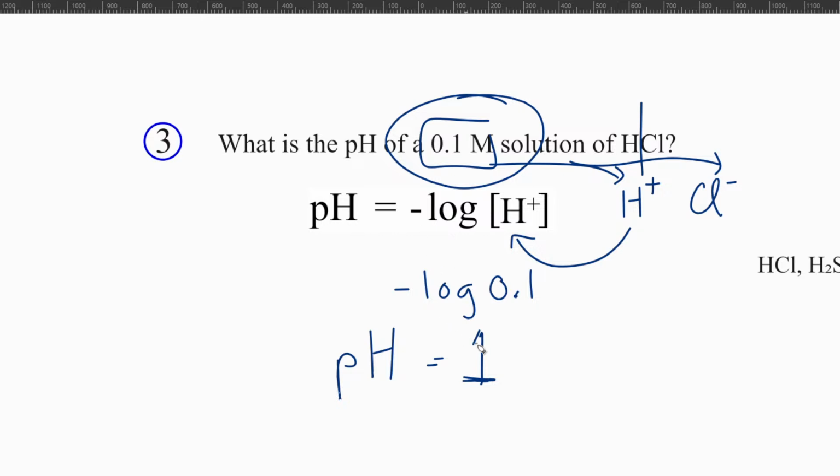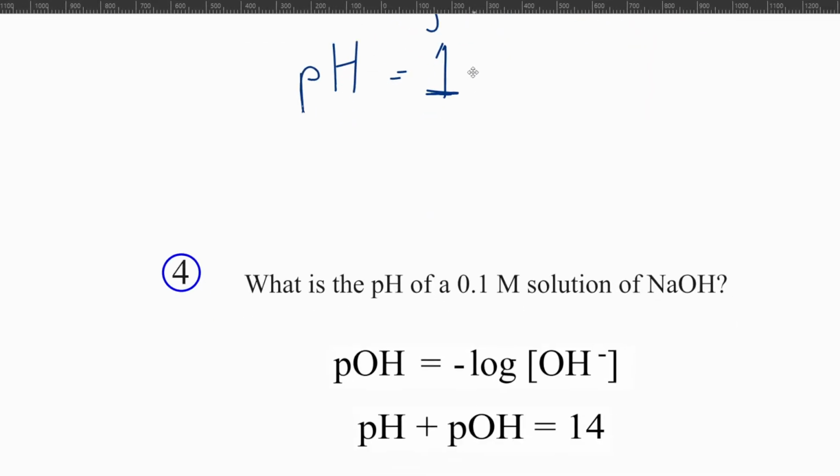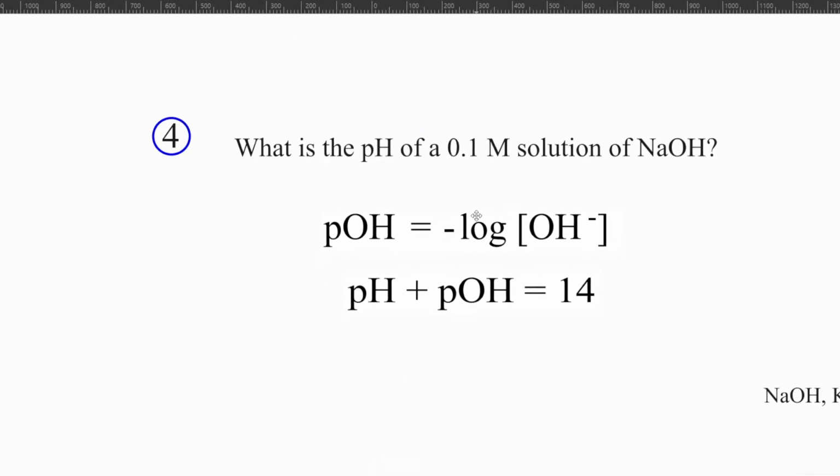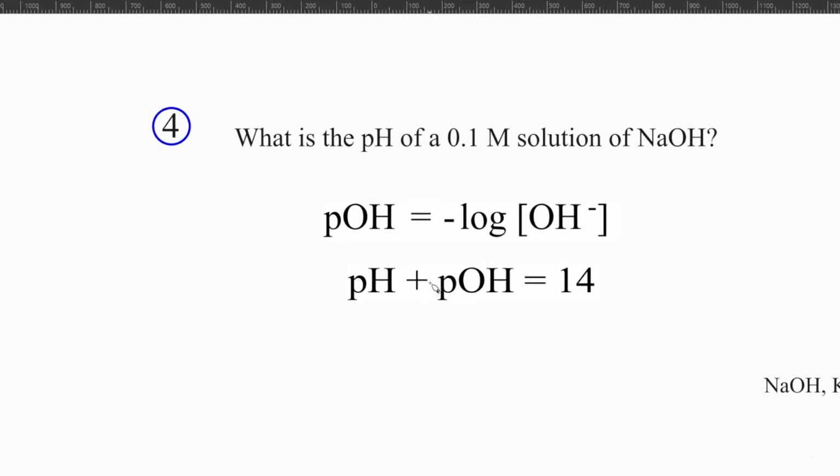All right, let's try another one. Make this one hard for you. So you figured out the pH of the acid, but this is different. This is sodium hydroxide. This is a base. So you have to use two equations. Take a moment, see if you can get it.